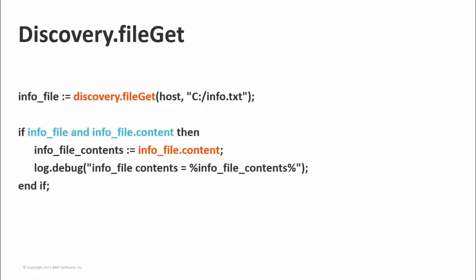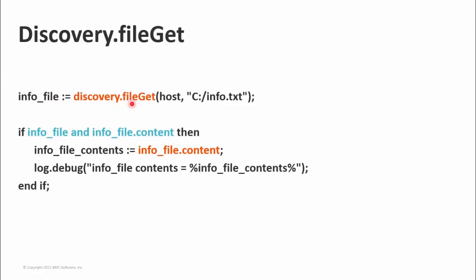To get the contents of a file from a target host during discovery, use discovery.fileget. Similar to run command, this host is being discovered with a certain credential. So discovery.fileget is using the discovery credential to try to get the file. If that credential doesn't have permissions to see or get the file, then fileget will fail. Since it can fail, you need to test that the return value from discovery.fileget has a value. And if it does, then you can get the content of the file using .content.